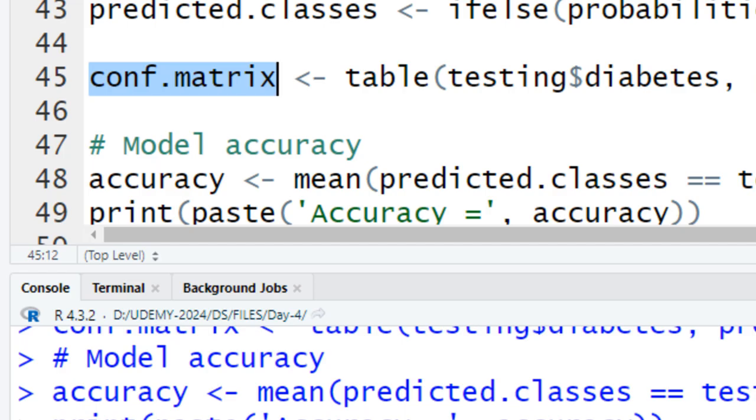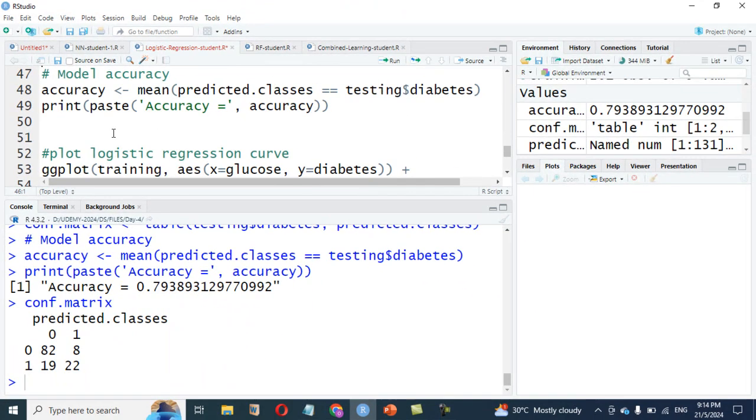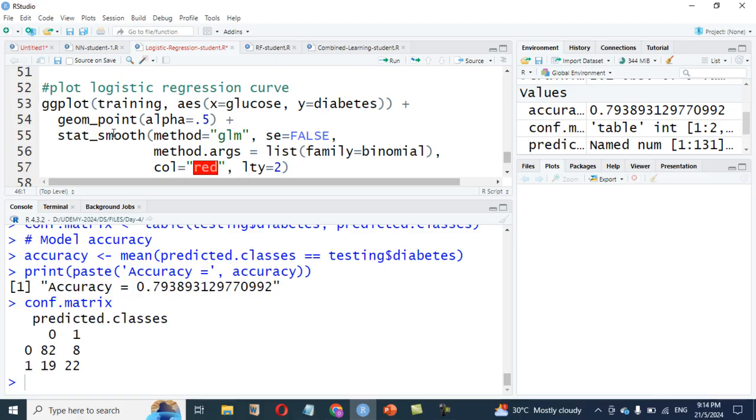Okay, and this accuracy is 0.7938, that is 79.4%. So that is what we're able to get, 79.4%, which is our accuracy. All right, so we can also look at the plot of the curve.